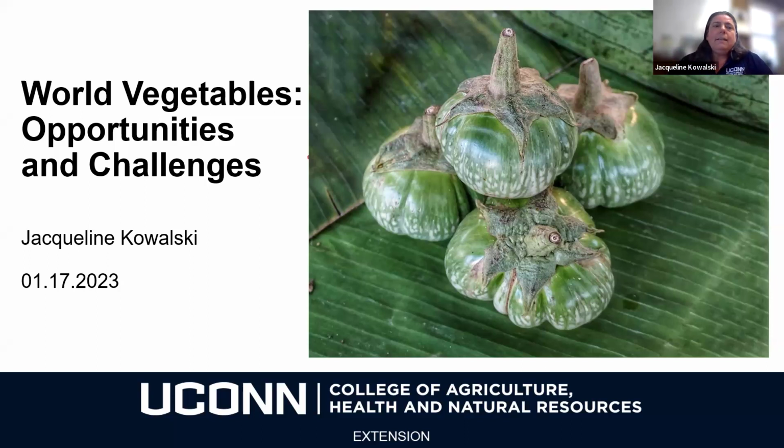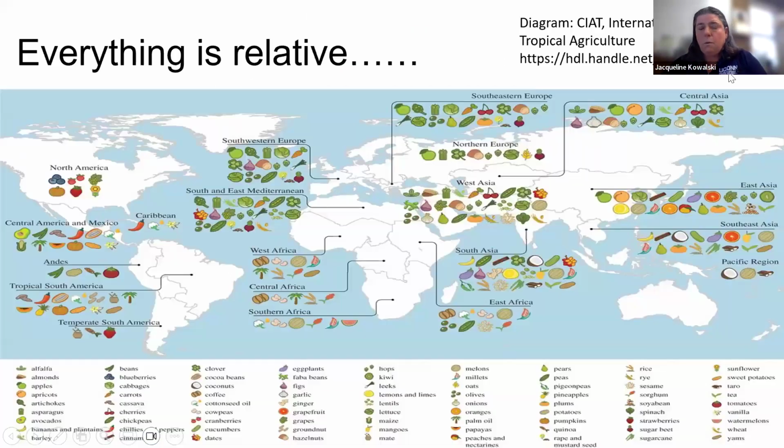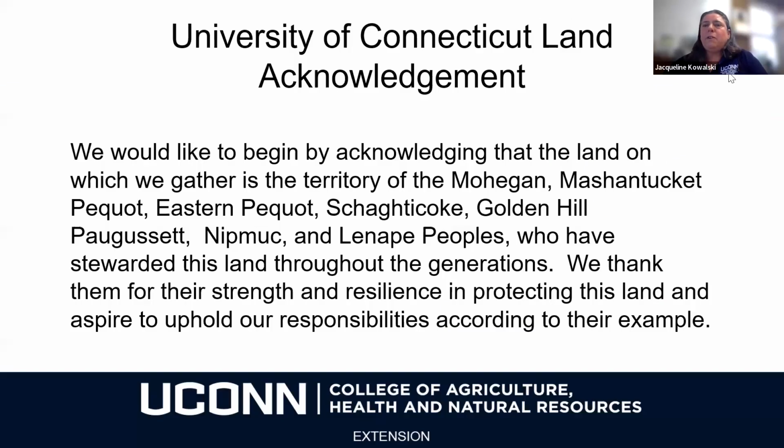But before we get started, I want to provide a land acknowledgement for the University of Connecticut. We'd like to now begin by acknowledging that the land at which my office is located is the territory of the Mohegan, Mashantucket Pequot, Eastern Pequot, Schaghticoke, Golden Hill, Nipmuc, and Lenape peoples who have stewarded this land throughout the generations. We thank them for their strength and resilience in protecting this land, and we aspire to uphold our responsibility according to their example.